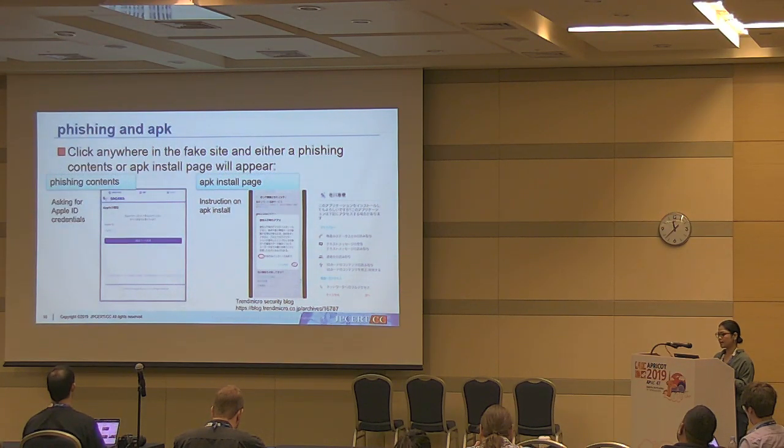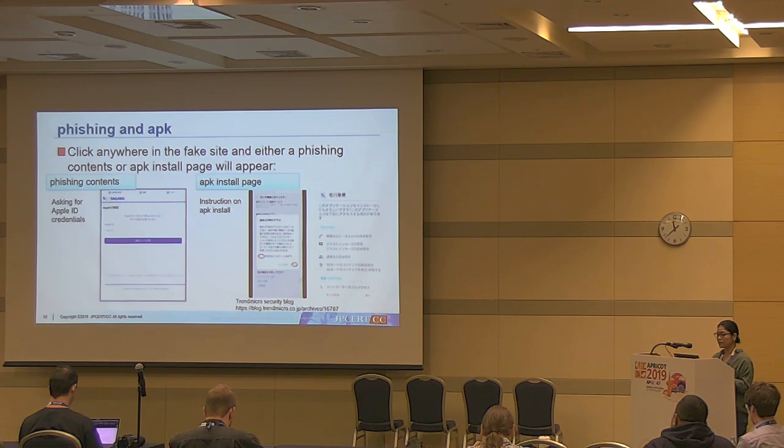This is a phishing content and APK install page. When you click anywhere in the fake site, either the phishing content or the APK install page will appear. On the phishing content, it asks you to input Apple ID credentials, even though Sagawa Express really does not associate Apple ID credentials with their service. On the other hand, the APK install page breaks it down, instructing on the APK install and explaining the impact after installing. But if you read carefully and have a little bit of knowledge about privileges, you will not allow the installation of that kind of APK file. But most people really don't pay attention to that kind of explanation, and so they may follow this procedure with no question. Just click OK to download, right?